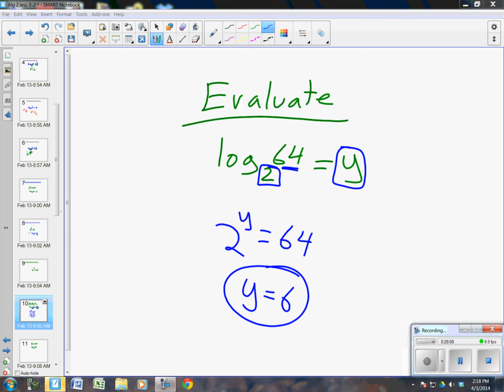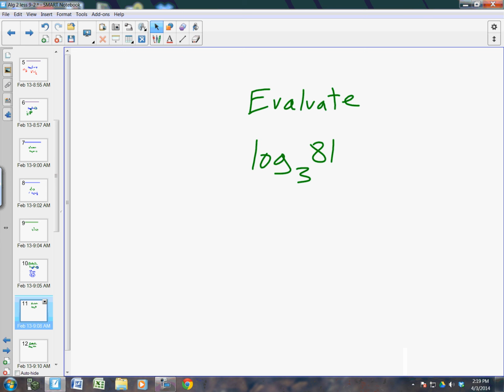Okay, so that's the same as we've been doing all along. Now, notice this time I don't put a variable here. It's just log base 3 of 81. What am I asking right here? Not what the answer is, but what is it asking?